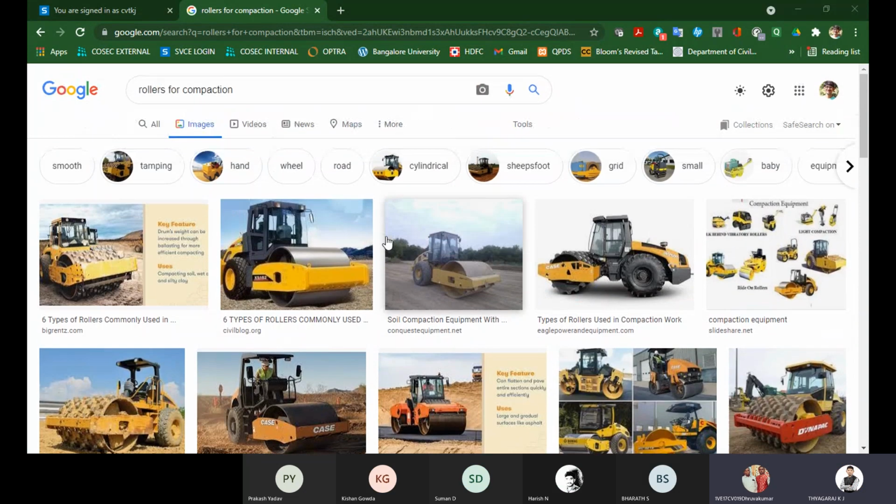Yes, sir. Visible. You can see here, this is the smooth wheeled roller. Wait a minute, it will open. Let me check.